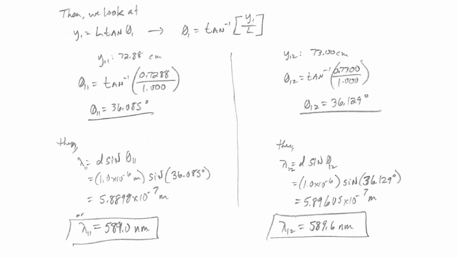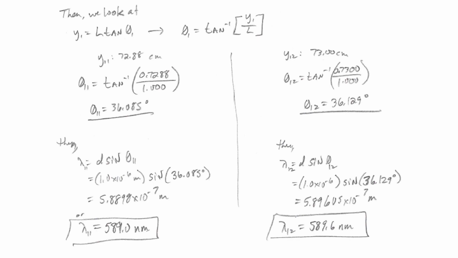Then we plug this into lambda equals d sine theta, with the distance 10 to the minus 6, and the angle 36.085 on the left, 36.129 on the right. You end up with 5.8898. You round it with decimal places or the sig figs. That's 589.0 nanometers for your first yellow line from sodium, and your second yellow line from sodium is 589.6 nanometers. These are distinguishable lines. They are distinct lines, so they have to have two different wavelengths.